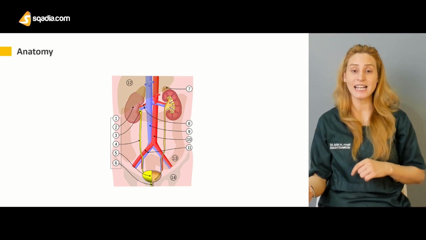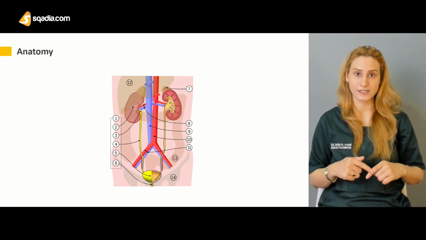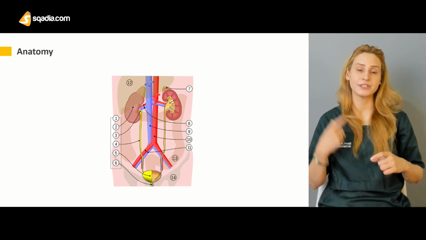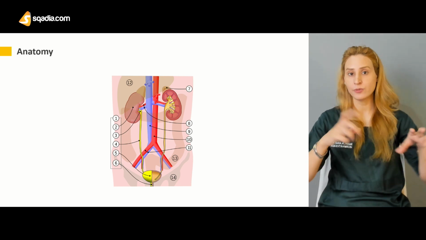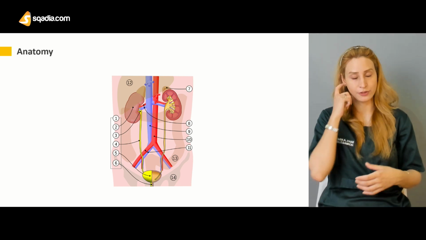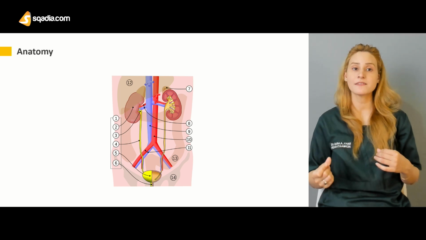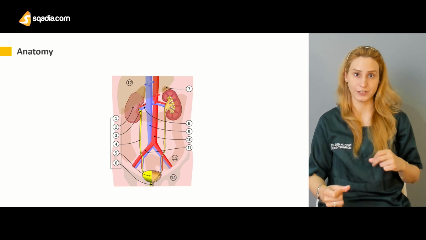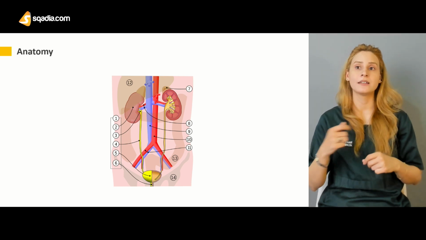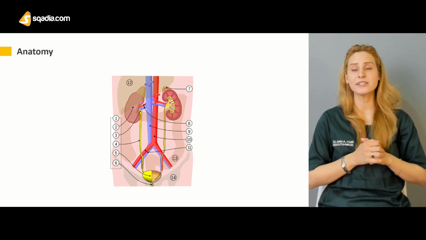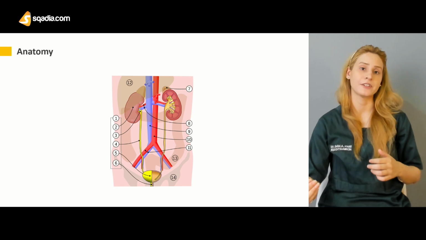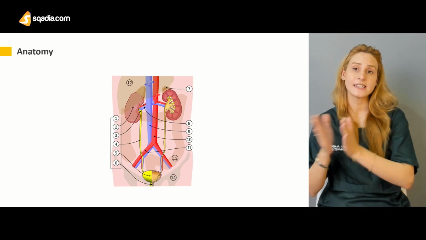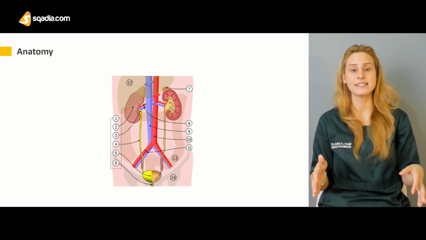The other theory says that it's vice versa, because there is already obstruction, there is a stone anywhere in the ureter or in the upper, middle or lower pole of the kidney, and because of that there is stasis, and because of stasis there's a backflow of the urine, and bacterial growth is superimposed because of the urinary stasis. So it's either way. Both of the theories are widely accepted.